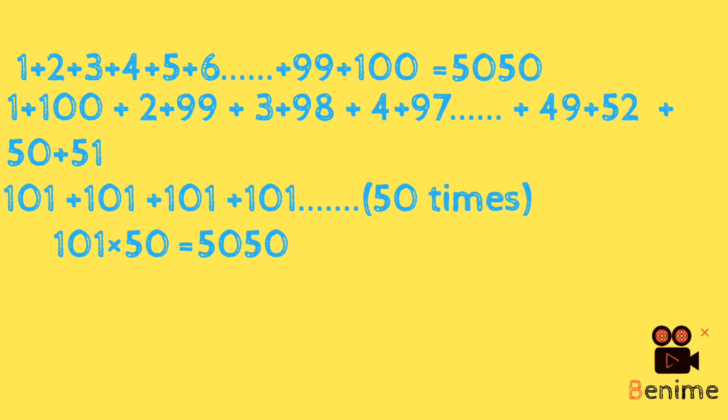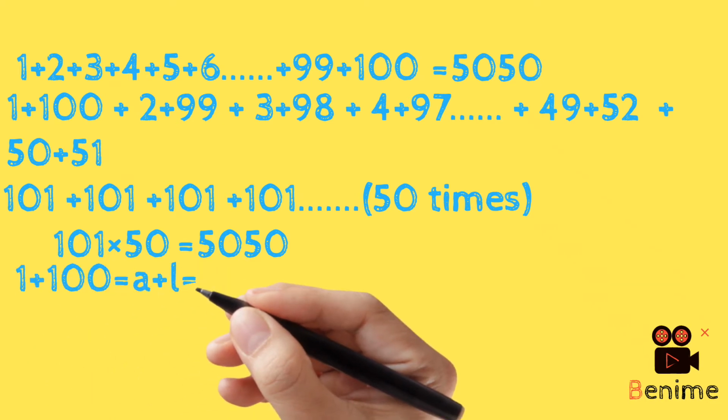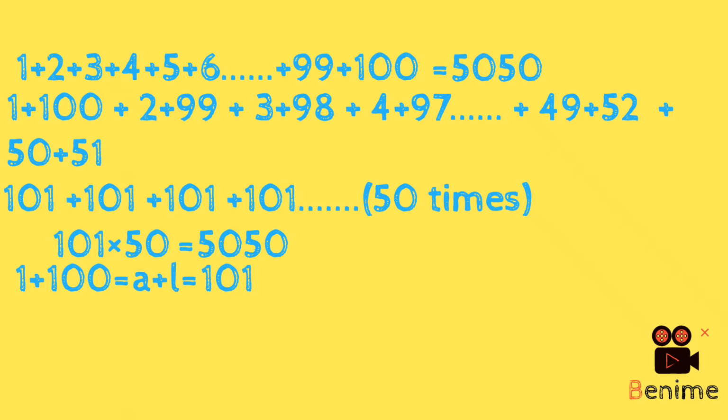So let's see the technique that Gauss used. When Gauss added 1 plus 100, in essence, he added the first term plus the last term. 1 was the first term and 100 is the last term. So he added the first term plus the last term, that is A plus L. Remember from the previous video, A in an arithmetic progression is the first term, while L is the last term. So he added A plus L and he got 101. Then that 101, he multiplied it by 50.